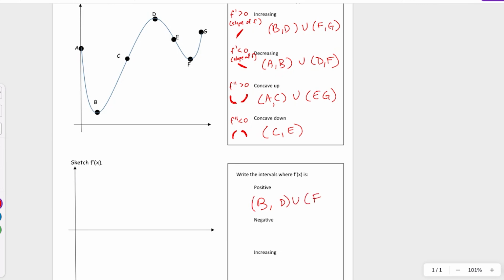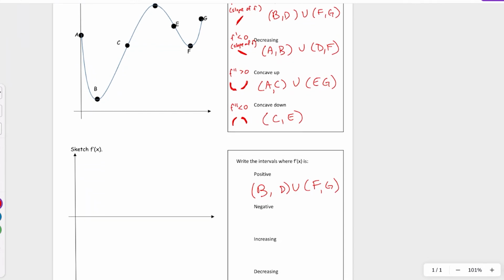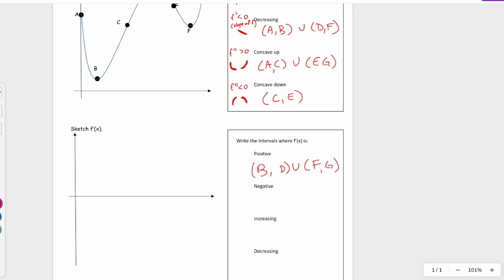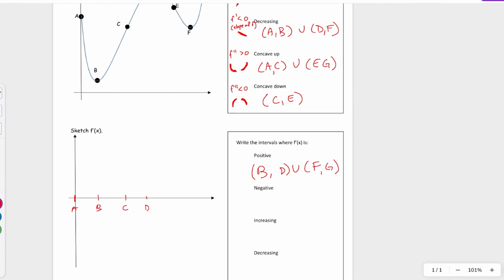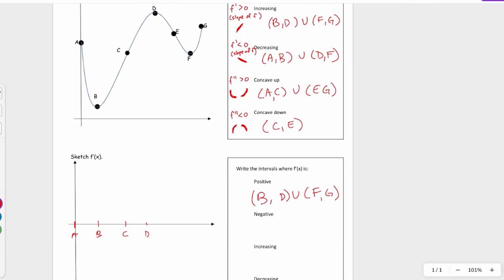And F and G. So what I should do here to start to put this graph together is start to label these points along the x-axis. So here's A, that's just 0. And we've got B, C, just kind of trying to line them up with what I've got up here. D, E, F, and finally G.